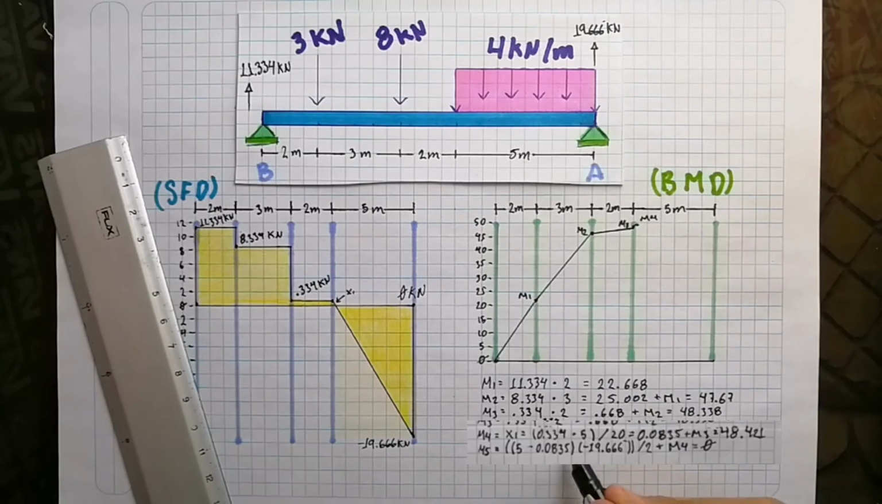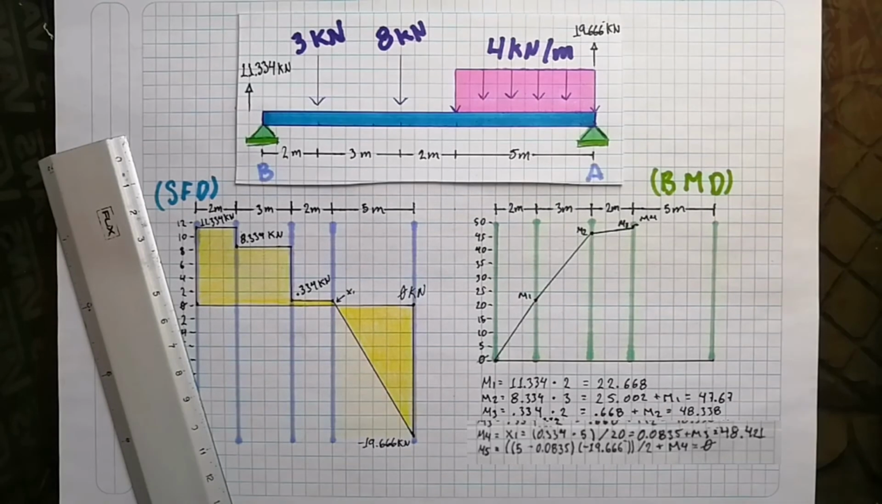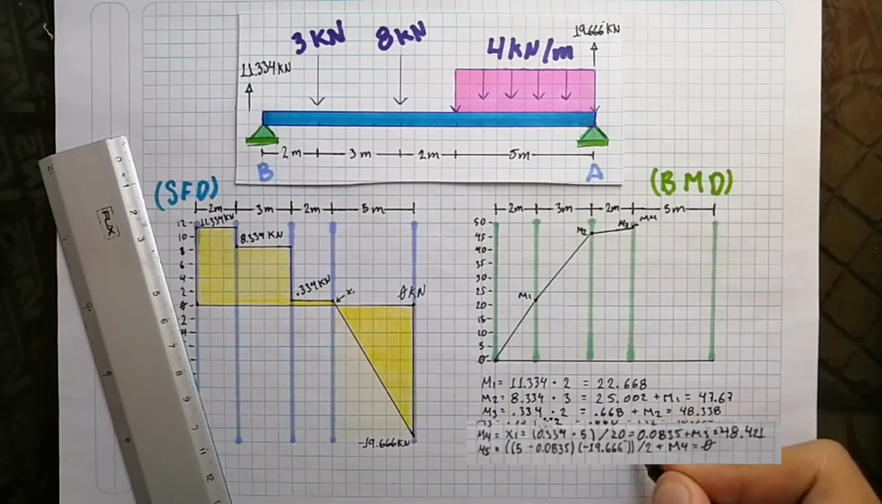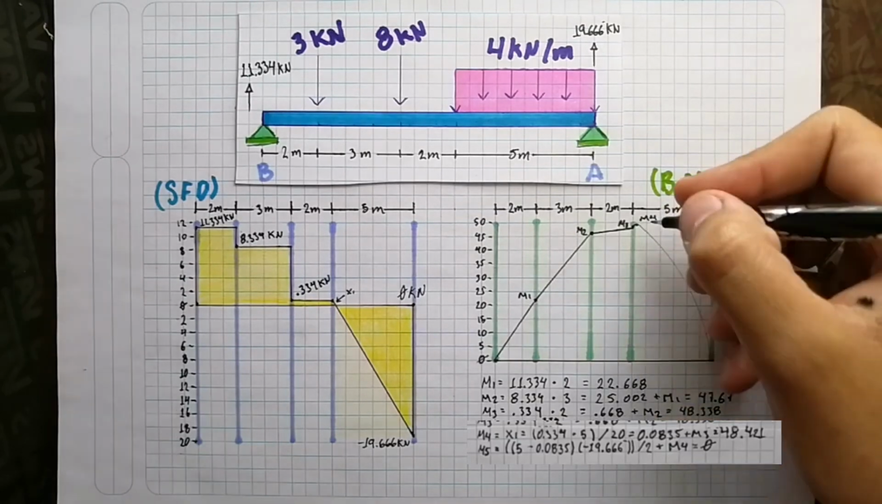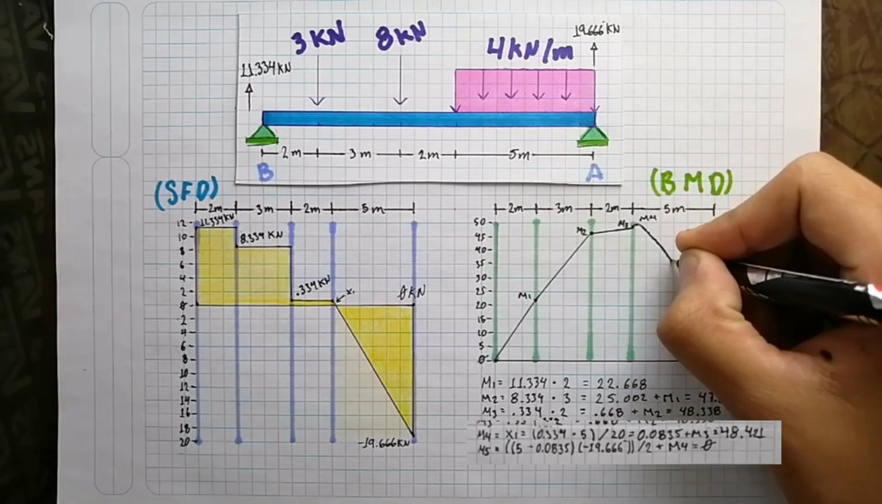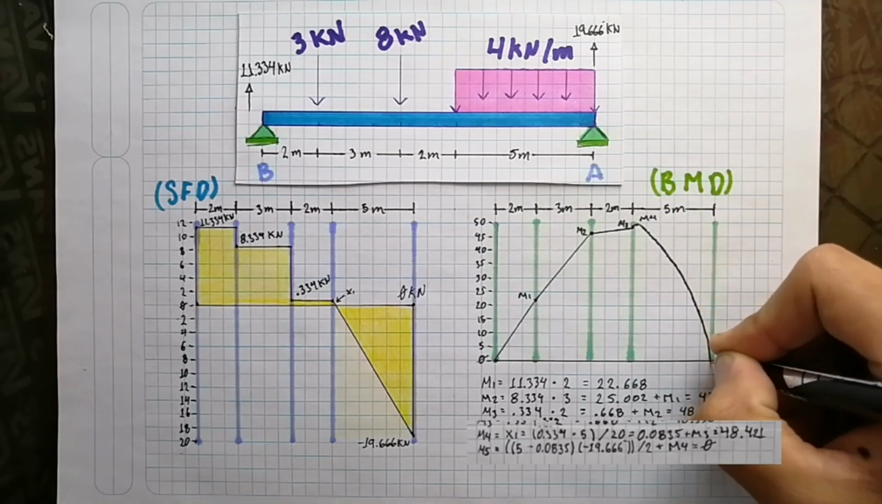Then we are going to include the last area, which is the other part of the triangle, so the formula needs to be 5 meters minus 0.083 times negative 19.6 over 2. It will be equal to 0.